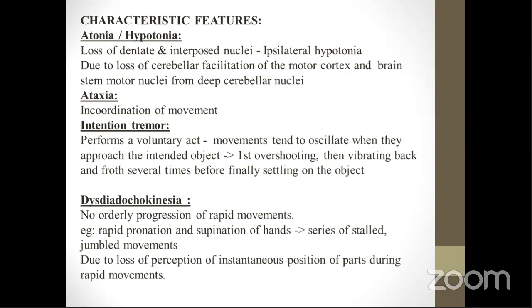So you have rapid pronation and supination of the hands, but there will be jumbled movements. It will not be possible due to loss of perception of instantaneous positions of parts during the rapid movement. We have seen in the functions part that the cerebellum predicts the position of the part in the next succession of activity, but this will be lost, and due to that there will be dysdiadochokinesia.